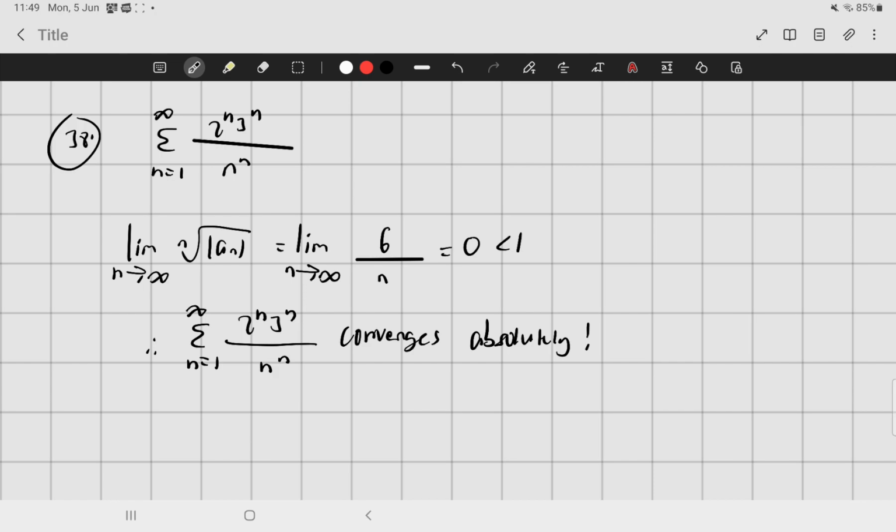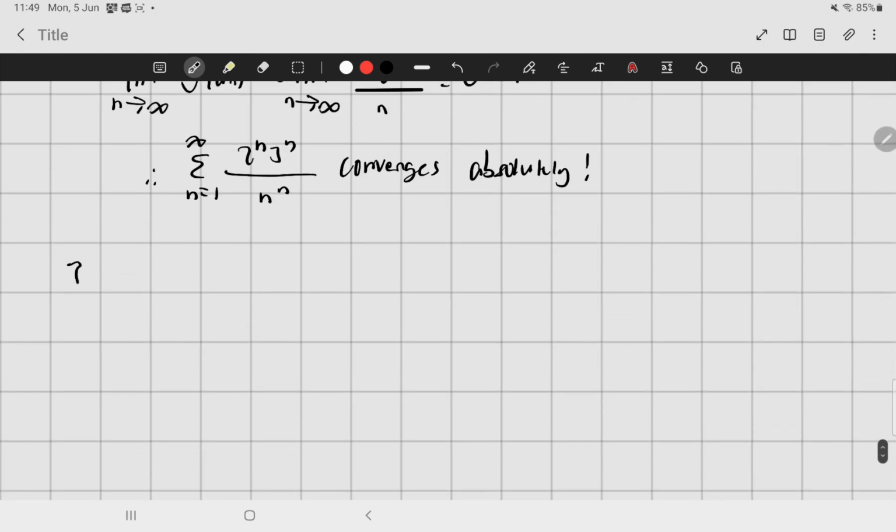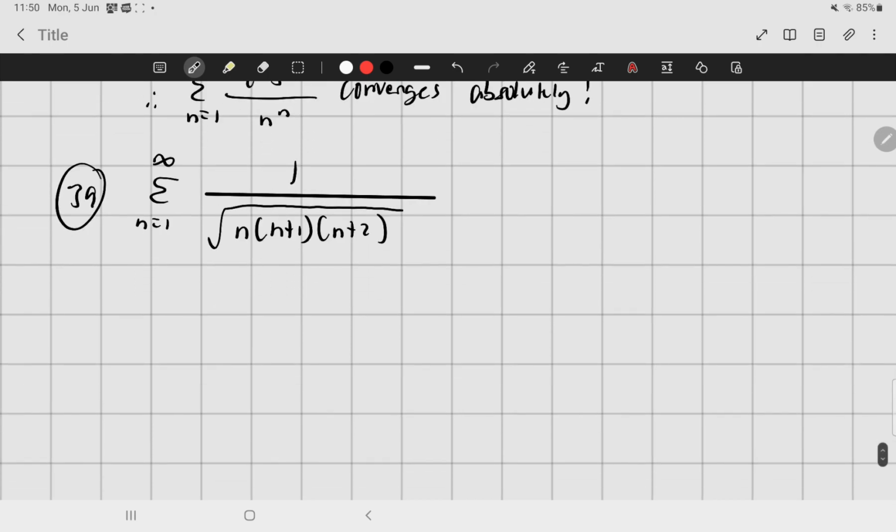Okay, let's try another one. Well, we always try another one. We have question 39. We have the following series, which is 1 divided by square root of n times n plus 1 times n plus 2. And now I can use the direct comparison test. I'll be gathering the highest power of n, like n squared, n cubed. Yeah, the highest power in the denominator will be n cubed.